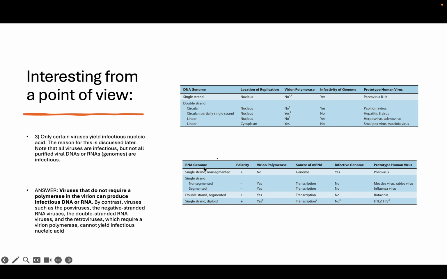Same thing goes if you look at the RNA genomes. If you look at the single-stranded, with a positive polarity, these can be infectious genomes because we have RNA-dependent RNA polymerases. But in the case of the RNA, segmented, with negative polarities, they're not infective at all, because we don't have the enzymes to replicate them. We don't have an RNA-dependent polymerase. We have a DNA-dependent one.